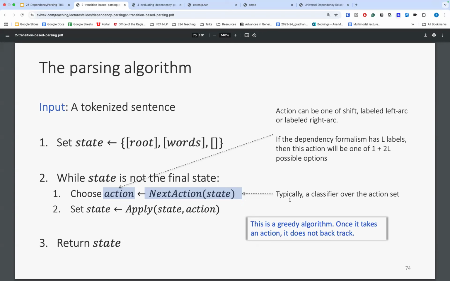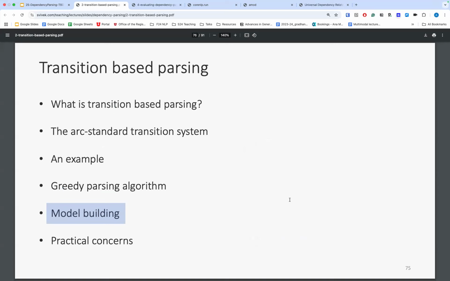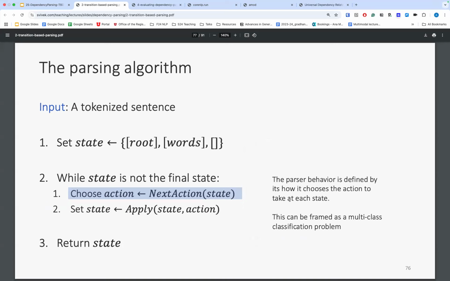Okay, once we made this action, what we do is apply the action to the state, which means we have changed our stack, buffer, and the set of dependency relationships we have identified so far. And that's it. It's kind of simple, right? But it's pretty effective and quite popular for modeling to this date.